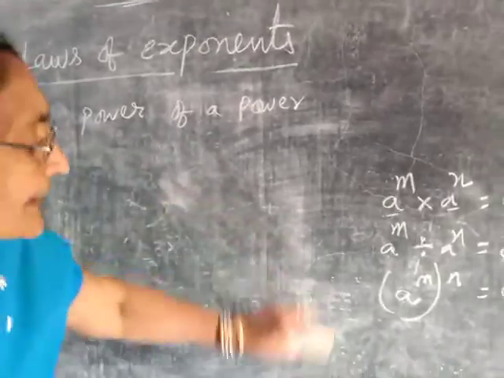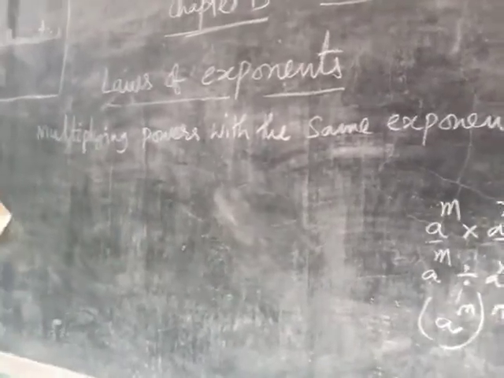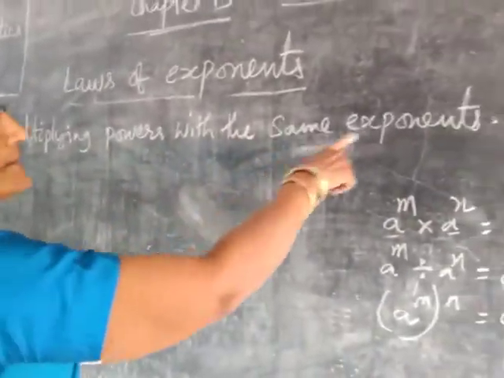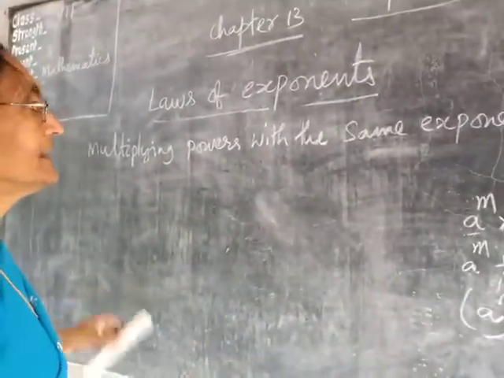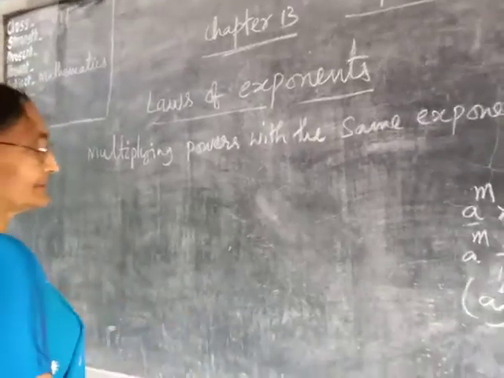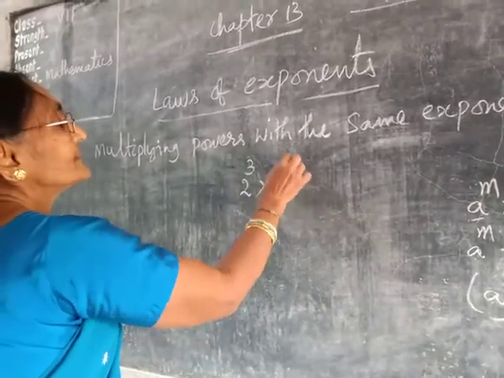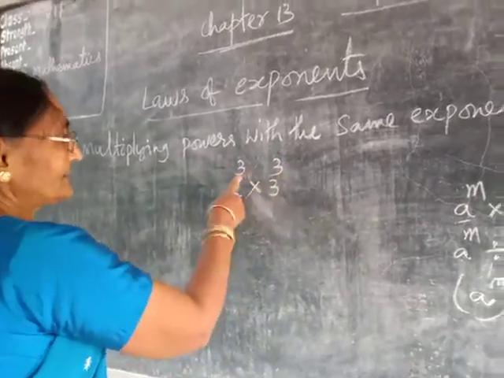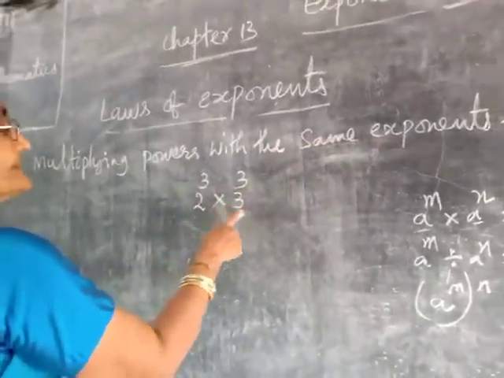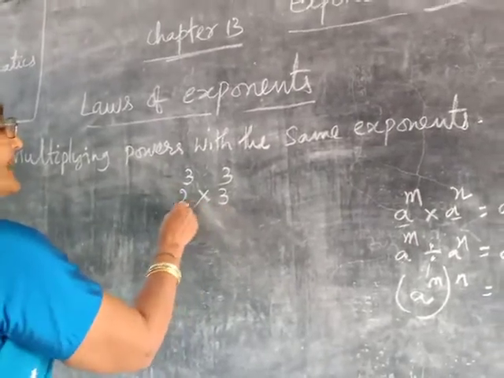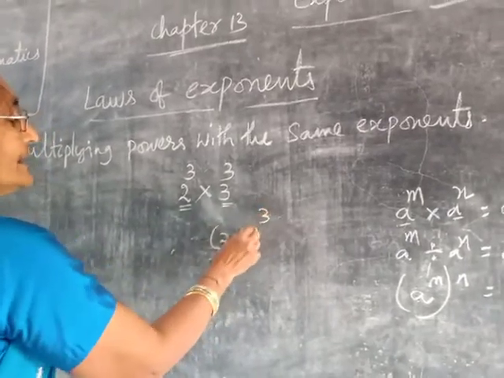Next, another exponent formula: multiplying powers with the same exponents. Here the exponents are equal, but the bases are different. Then what will you do? You have to multiply the bases. Suppose 2 to the power 3 into 3 to the power 3. Here the exponents are the same and the bases are different. At that time, what will you do? You multiply the bases, and then we write only one exponent.